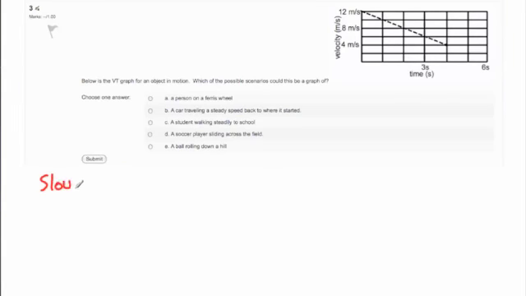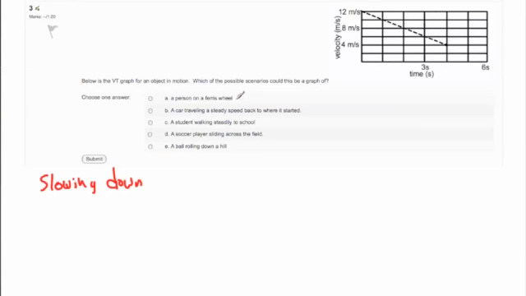Here's a question where we're supposed to interpret this graph. Here is a velocity time graph for an object in motion. Which of the possible scenarios could this be a graph of? Well, we don't have to guess. What we should first do is figure out how we can describe the motion of this object. It's a velocity graph, so we start with a large velocity and go to a smaller velocity. Therefore, this thing is slowing down. Now, we might need to know more than that, but let's just check our choices.